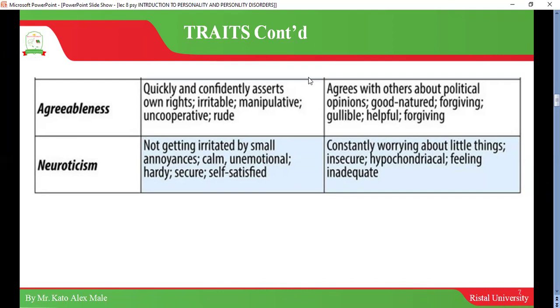And then neuroticism, low score: not irritable by small annoyances, calm and emotional, hardy, secure. It's very rare to find individuals with such a neurotic character in such a behavior. But it will be easy to find them constantly worrying about little things. They always feel insecure. They always feel hypochondriacal. They feel inadequate. You get it, eh? They feel not fitting in certain situations. They hardly socialize with others. You get it. Good.